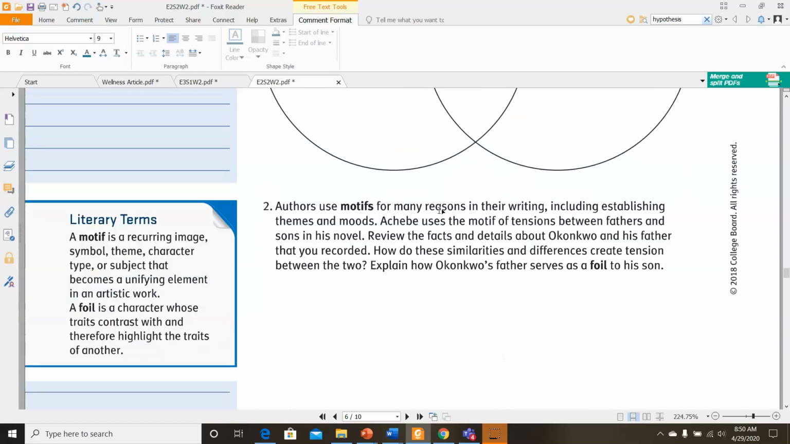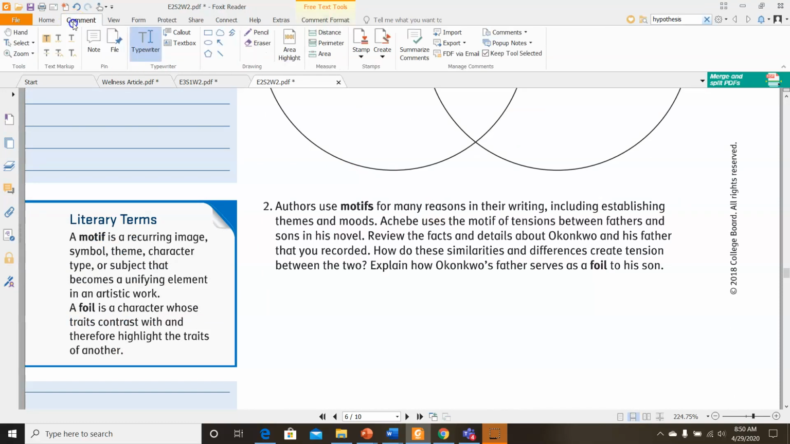As you continue, let's look at this section. Authors use motifs for many reasons in their writing, including establishing themes and moods. Achebe uses the motif of tensions between fathers and sons in his novel. Review the facts and details about Okonkwo and his father that you have recorded. How do these similarities and differences create tension between the two? Explain how Okonkwo's father serves as a foil to his son.